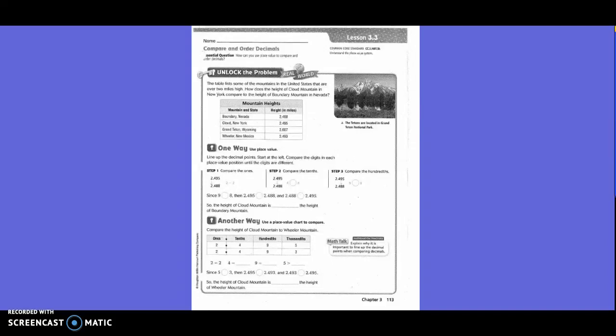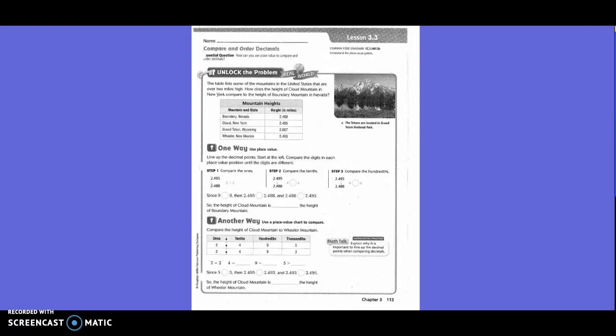Fifth grade, chapter 3, lesson 3, compare and order decimals. Unlock the problem. The table lists some of the mountains in the United States that are over 2 miles high. How does the height of the Cloud Mountain in New York compare to the height of Boundary Mountain in Nevada?